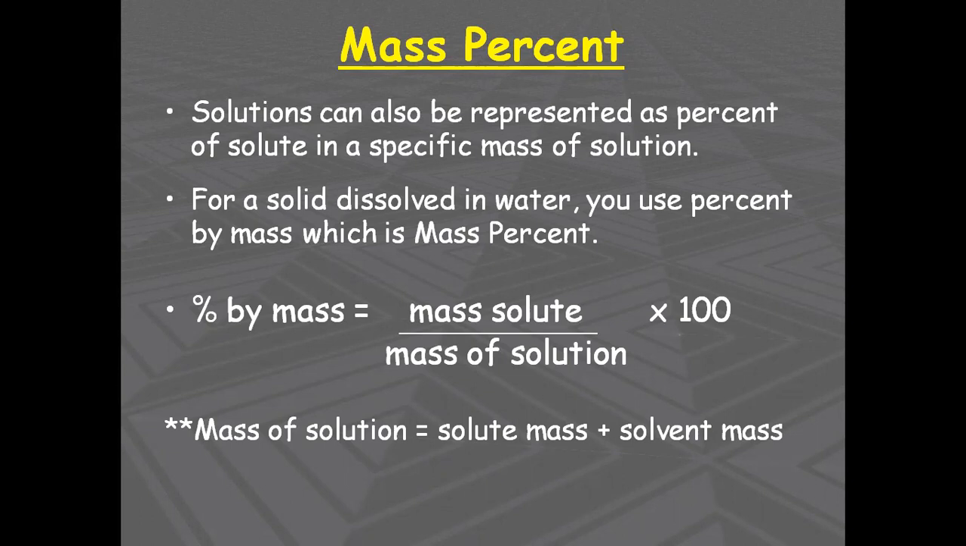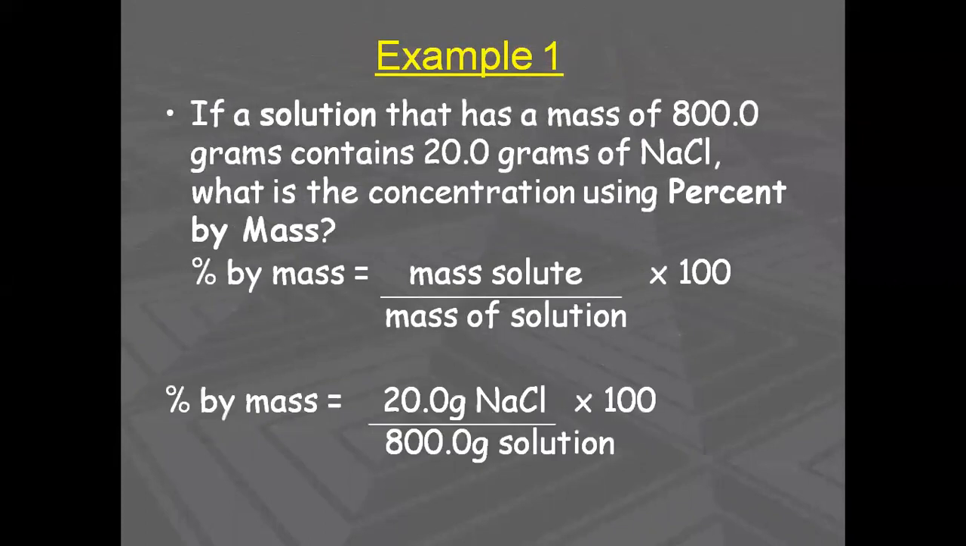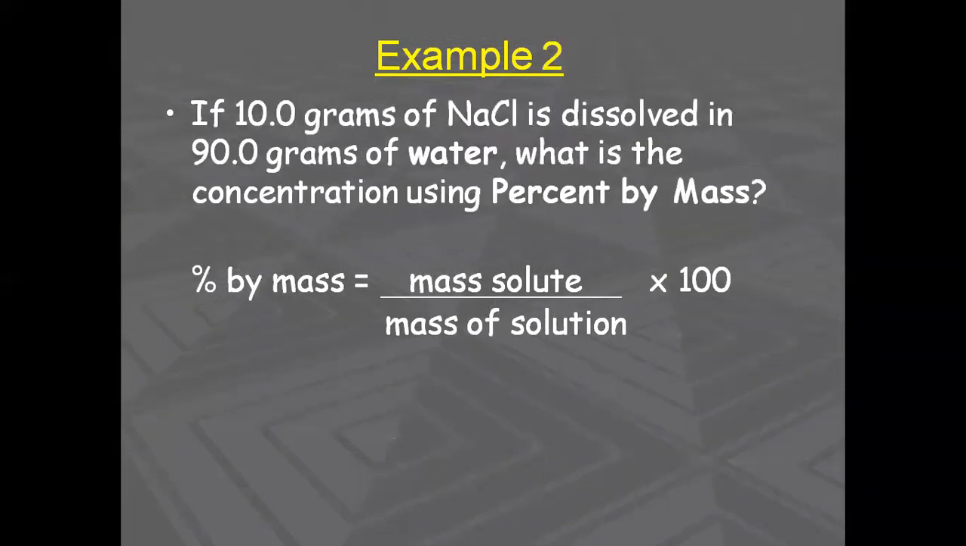Even W/V जब आएगा, सॉल्यूट सॉलिड grams and the volume should be V volume. Example is given here. If the solution has 800 grams containing 20 grams of NaCl, so 20 divided by 800 multiplied by 100. So 2.50 percentage of NaCl can be calculated.